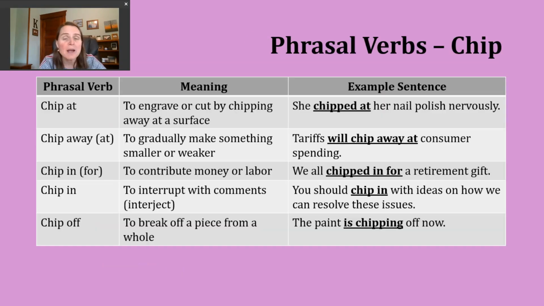Okay. Now, I do have a couple of phrasal verbs for us to discuss. The first is to chip at. This can mean that someone is engraving or cutting by chipping away at a surface. So think of making those small breaks, again, out on the edge of something. An example of this could be, she chipped at her nail polish nervously. Right? So here, maybe someone's using their fingernails, maybe they're using something else to sort of cut away at the paint that had been located there.